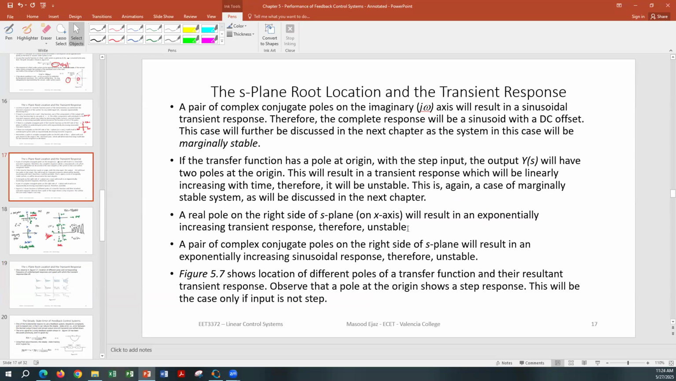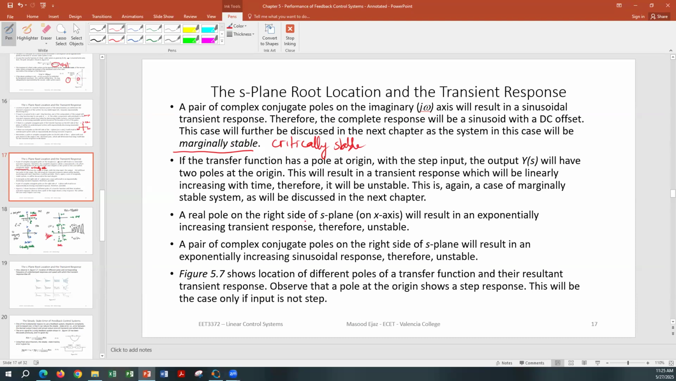Marginally critically stable and marginally stable is the same thing, and here I'm putting marginally stable, but it's the same thing as critically stable. A pair of complex conjugate poles on the j omega axis will result in a sinusoidal transient response. Therefore, the complete response will be a sinusoid with a DC offset if your input is a DC value.